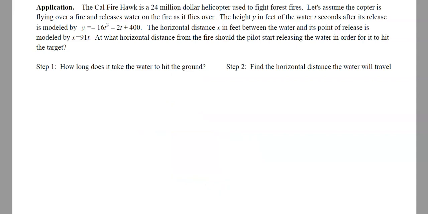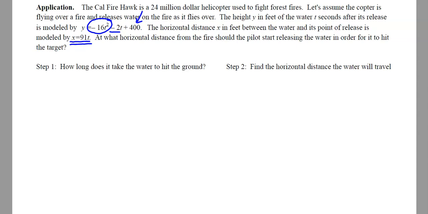So let's get rid of the picture. Let's kind of get after it. It says the height y in feet of the water, t seconds, is modeled by that equation. If you're a physics person, you understand that this is gravity, this is the initial height, and this is the initial velocity. Then they give me an equation for horizontal distance. I don't need that yet, though.